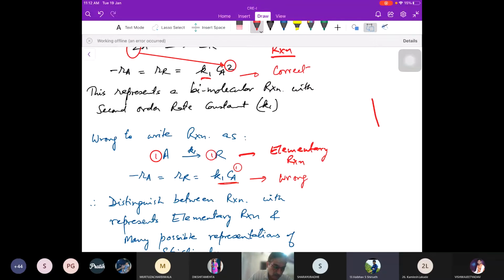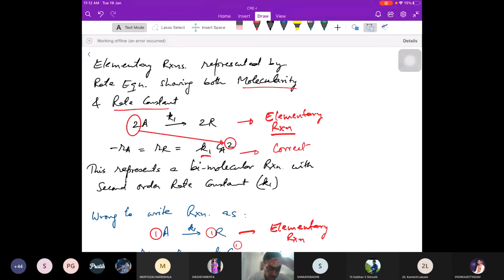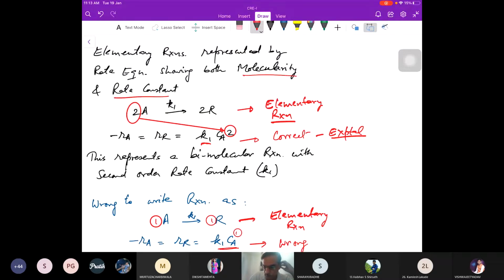Suppose we find that when we do this reaction, we get this rate equation. This is an experimental quantity, right? Rate equation is always experimental. We find this. So we can write a reaction in which 2 molecules of A give 2 molecules of R. That means 2 molecules of A react to give 2 molecules of R, and that is why the order of reaction is 2. And this is an elementary reaction. Then only we can write this as a rate equation. बराबर है?